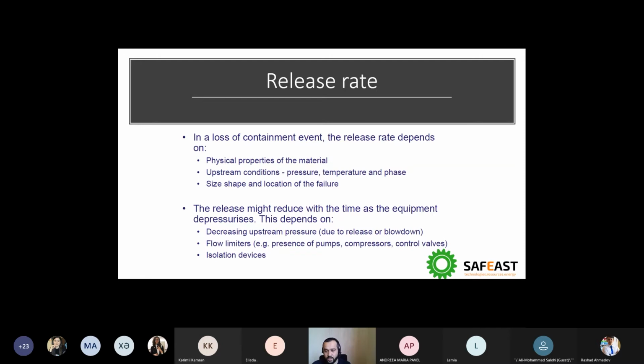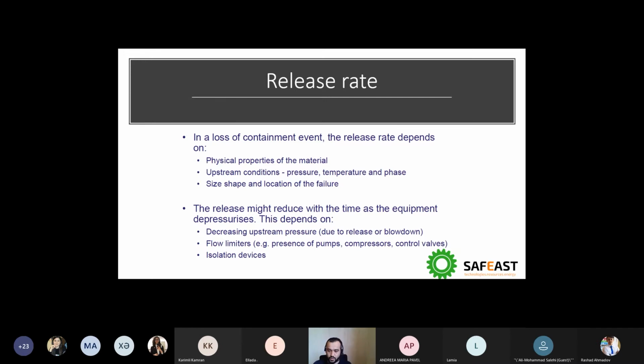And of course, the second thing which the rate depends on is upstream conditions. So pressure, temperature, and phase. You can imagine that releasing gas at 100 bar should be very different to releasing gas which is stored at 5 bar. And of course, the size, shape, and location of the failure is also important. So even the actual shape of the release may change the rate dramatically.